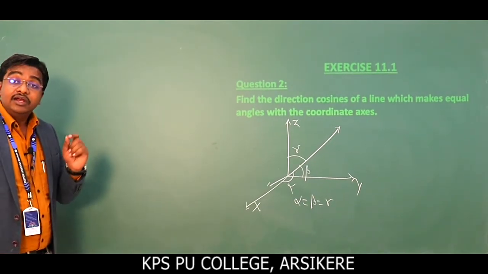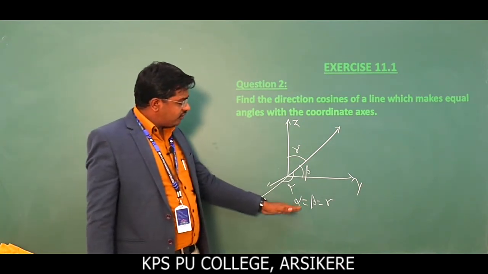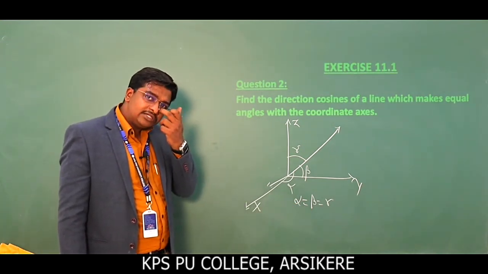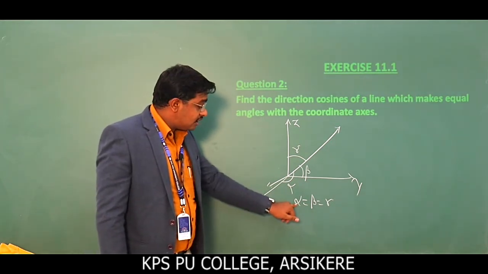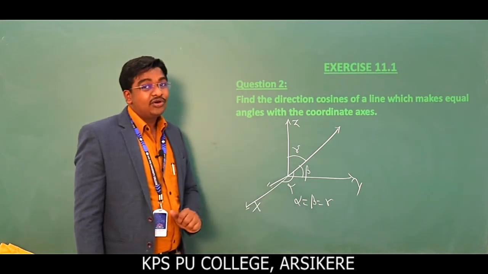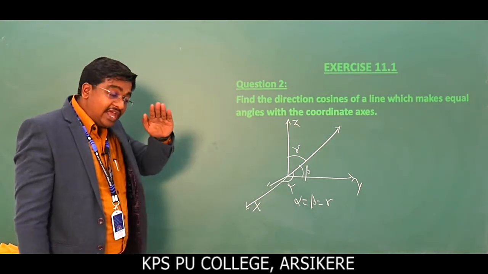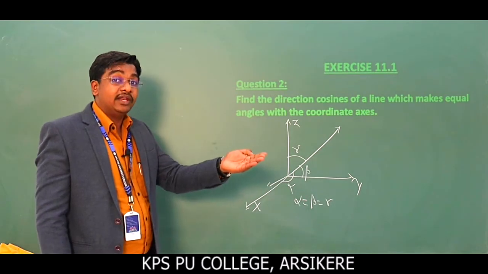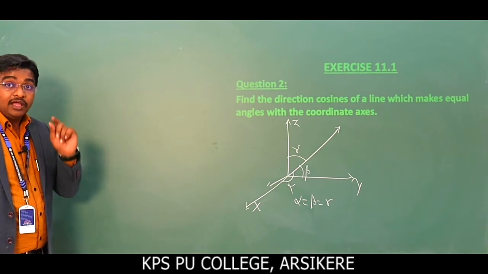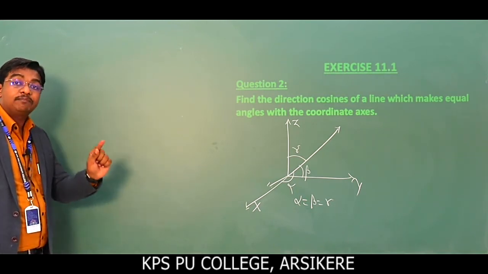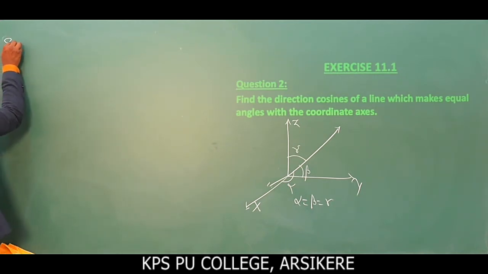Then we are finding the corresponding direction cosines. Sir, alpha is equal to beta is equal to gamma, then how to find direction cosines? It is very simple. Cos alpha is equal to cos beta is equal to cos gamma. What is cos alpha? We take the notation l. So l is equal to m is equal to n. So we have the relationship between direction cosines of the line: l square plus m square plus n square is equal to 1. Okay. Now let us discuss the solution.